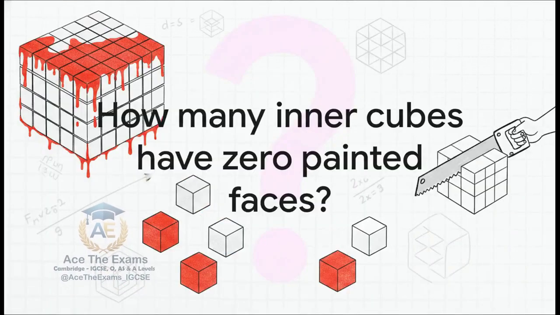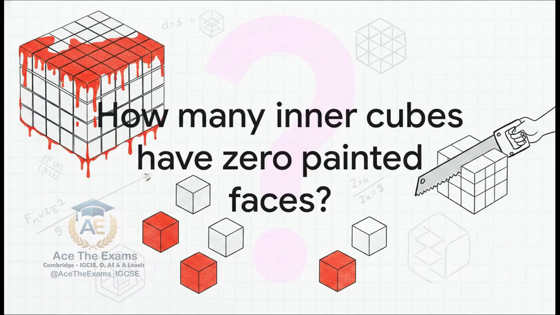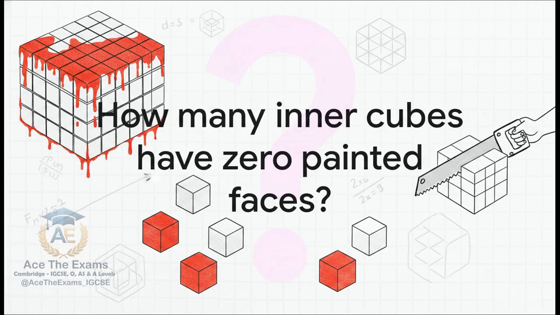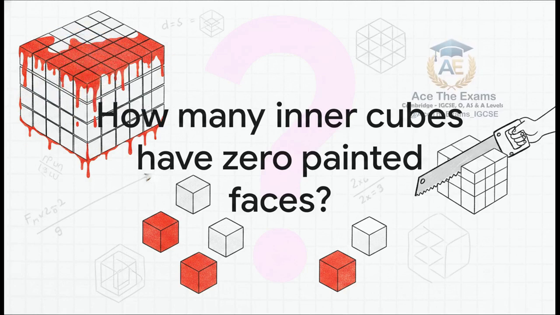So let's start with a classic Cambridge-style challenge. I want you to really visualize this. You have a massive 10 by 10 by 10 cube. You dip the entire thing into a bucket of bright red paint, so the entire outside is covered. Now you take a saw and slice it up into 1,000 tiny 1 by 1 by 1 cubes. Here is the question the examiner drops on your desk for a massive chunk of marks. Exactly how many of those smaller inner cubes have zero painted faces? Just sitting there, perfectly clean, completely hidden on the inside.